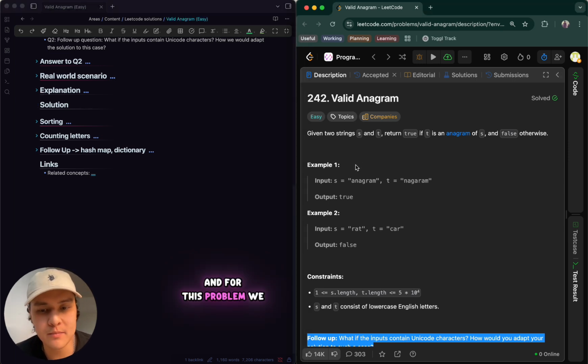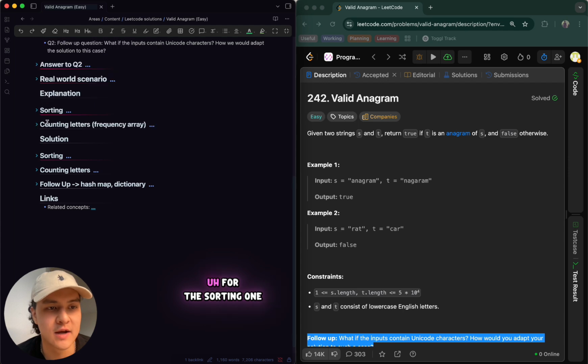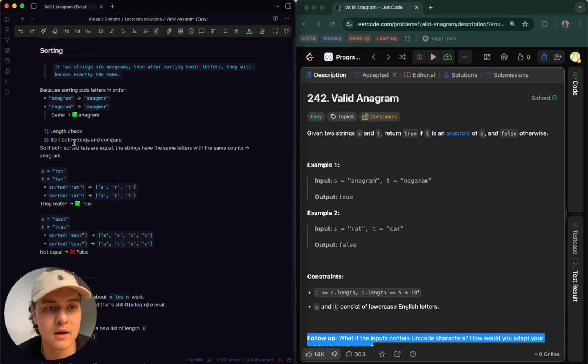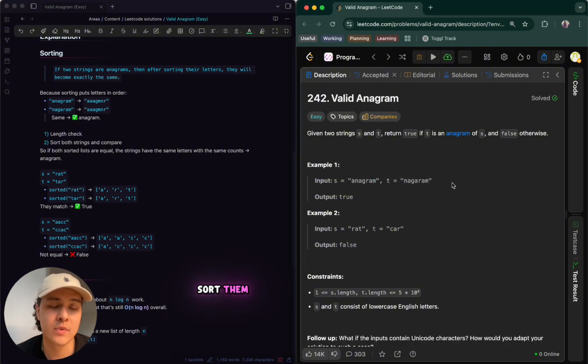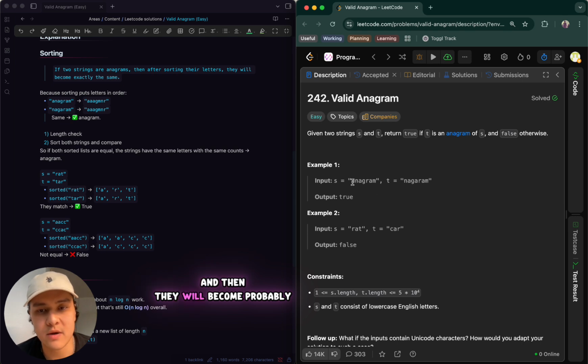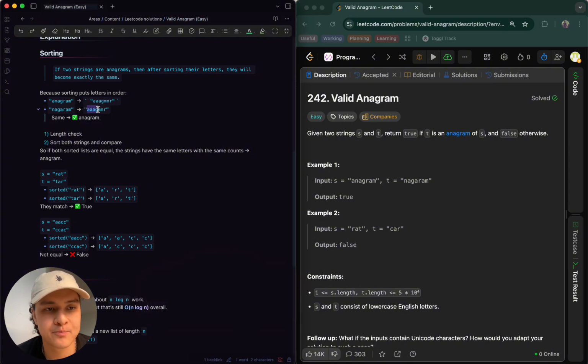For this problem, we have two possible solutions: sorting and counting letters. For the sorting one, we go through each of the strings and sort them, and then they will become the same. Here is the example: we have anagram, and once we sort both, we get exactly the same string, and this is an anagram. This is how the sorting solution works.